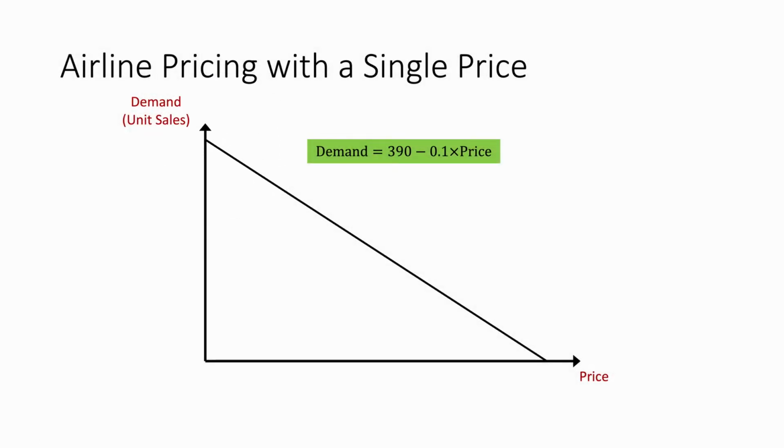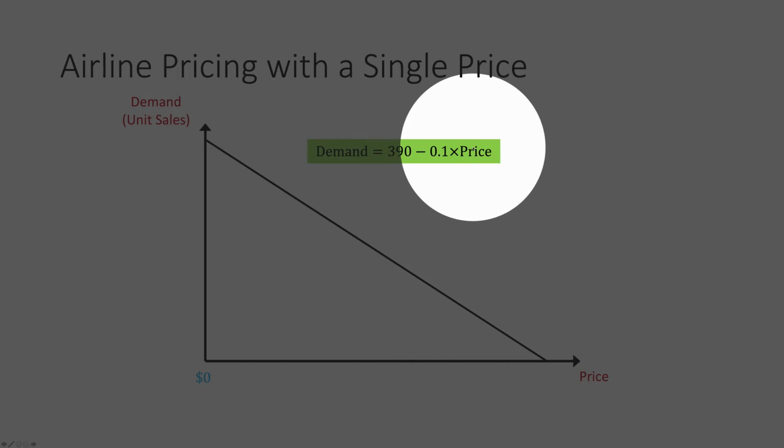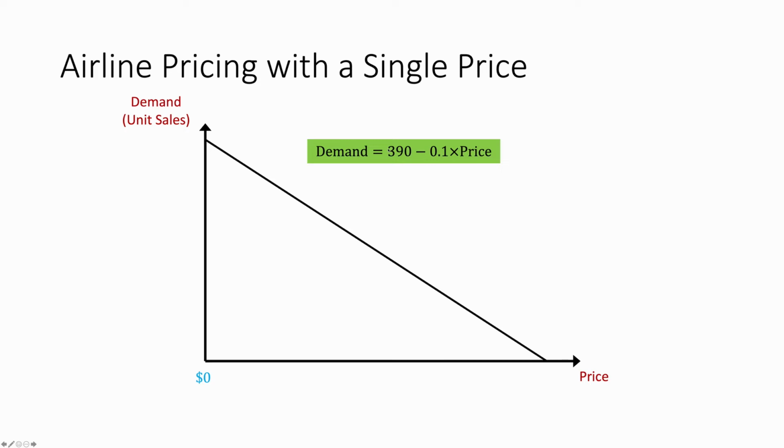Let me first explain the extreme conditions under this demand curve. First, what happens when you price at zero? This is straightforward. According to the demand function, when price is 0, 0.1 times 0 is still 0. So it's 390 minus 0, that is, the demand would be 390. So when price is 0, demand is 390. What this really means is in this market, even if the air tickets are free, you can only sell 390 tickets.